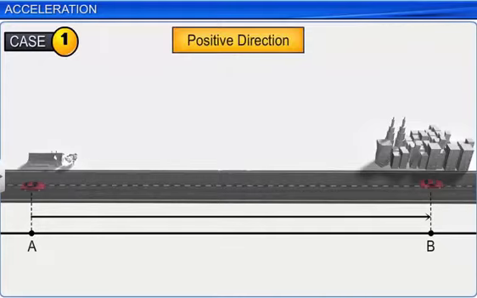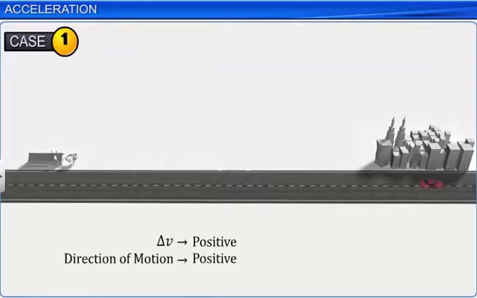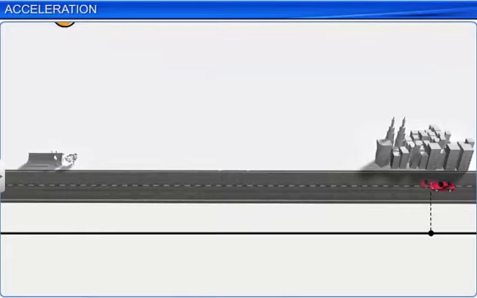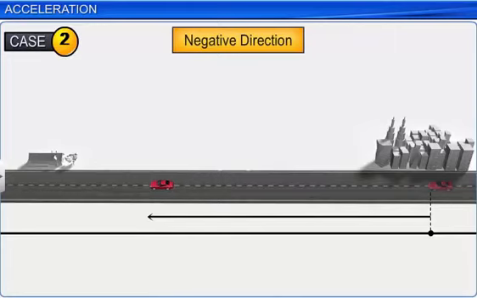If suppose the object is moving along negative direction, in that case with decreasing magnitude of velocity, it is moving in a negative direction and its velocity is decreasing. So change in velocity will be negative because its final velocity is lesser than its initial velocity. Direction of motion is also negative. Delta V is negative, delta T is also negative. So minus minus gets cancelled. So acceleration in this case also will be positive.